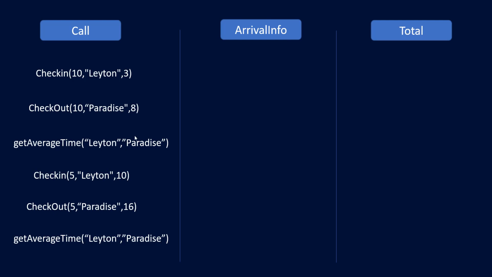The first one is check-in. We check in the customer ID 10. So that becomes our key, and all these information that is there in the method becomes our data structure arrival info. So that gives me a map with key and this value.